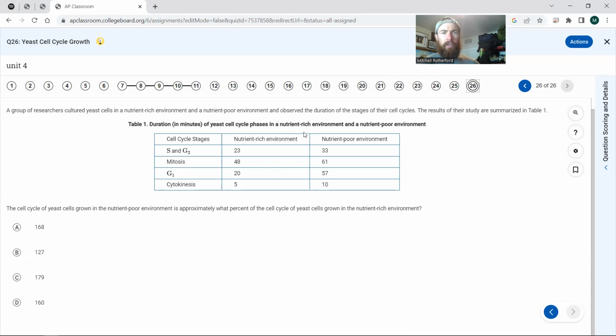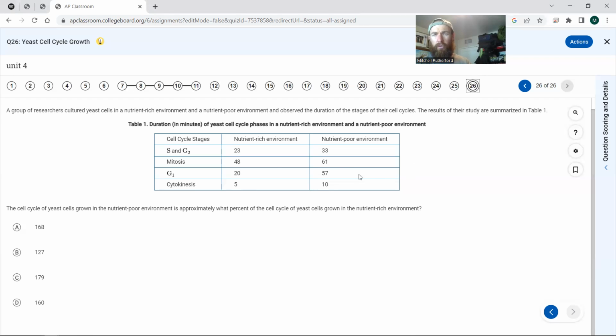The duration of the yeast cell in nutrient rich and nutrient poor cell cycle. The cell cycle. Oh, so it's got to be this entire thing: G1, S, G2, M, and cytokinesis. So are we supposed to wrap that all up into one thing here? And is approximately what percent of the nutrient rich?